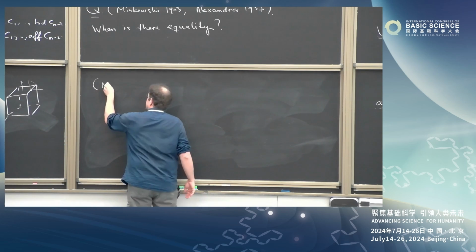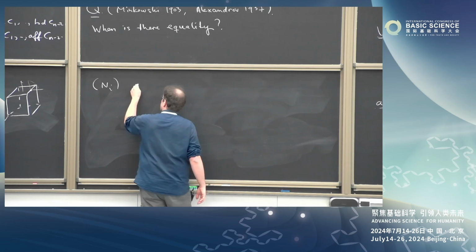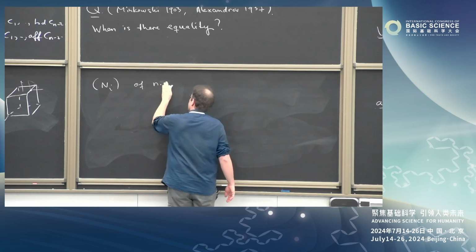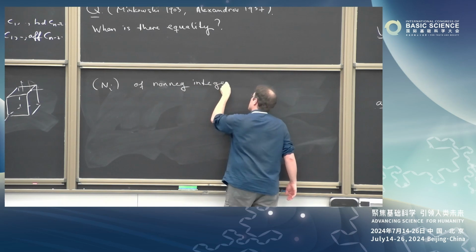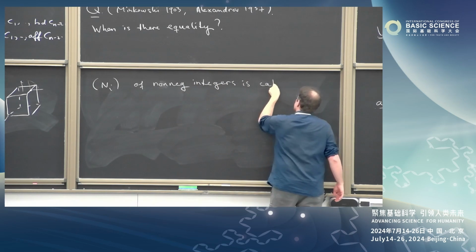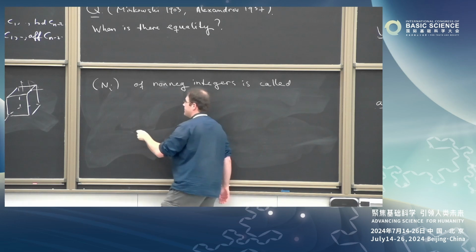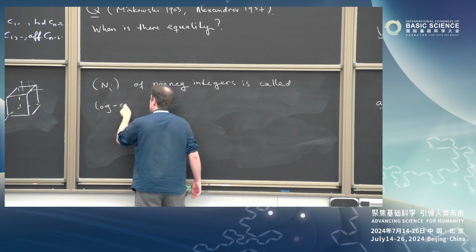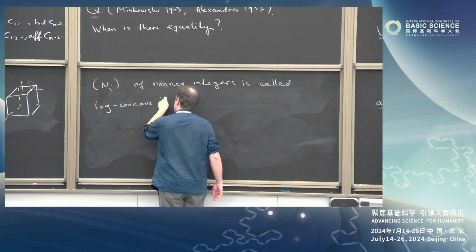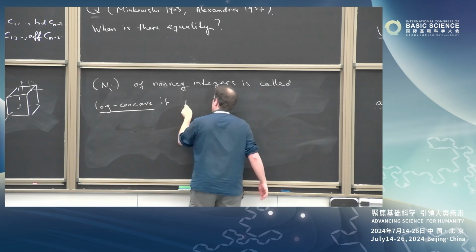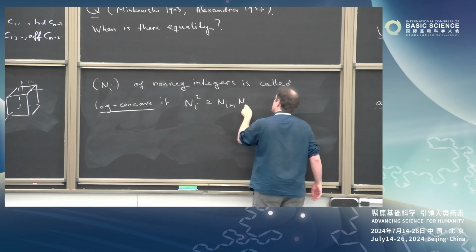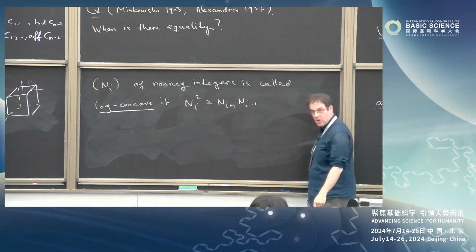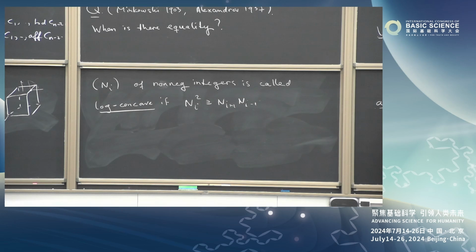So, if I have a sequence of non-negative integers, it's called log-concave if n_i squared is greater or equal than n_{i+1} times n_{i-1} for all i. This is a log-concave sequence of non-negative integers.